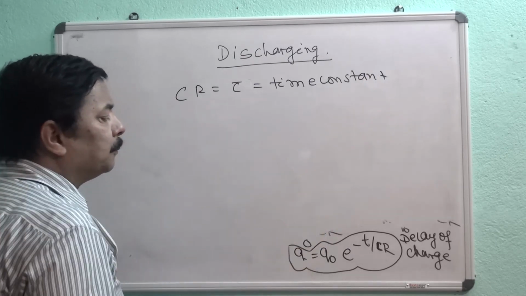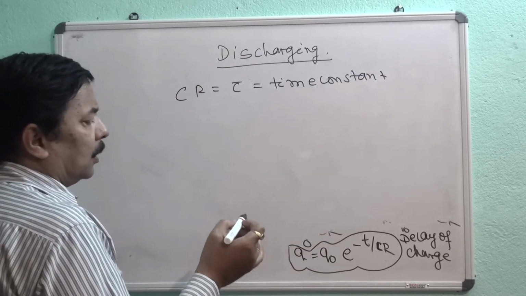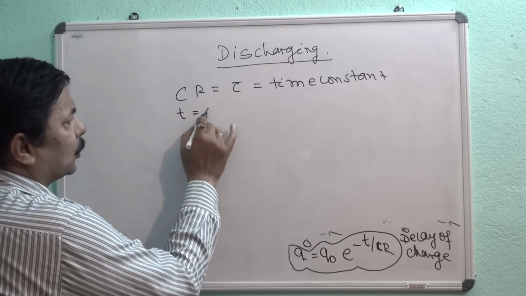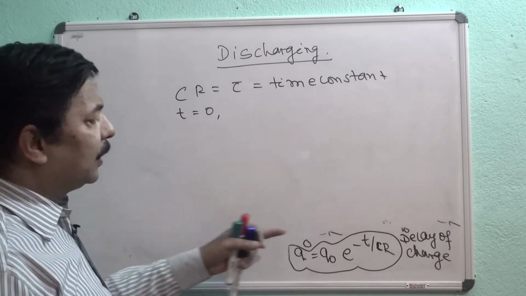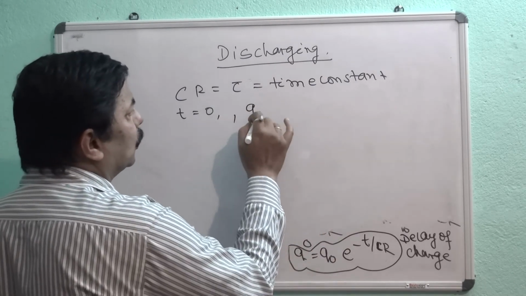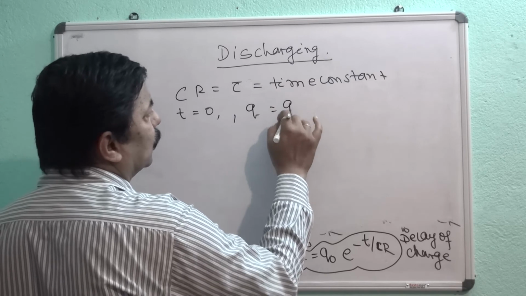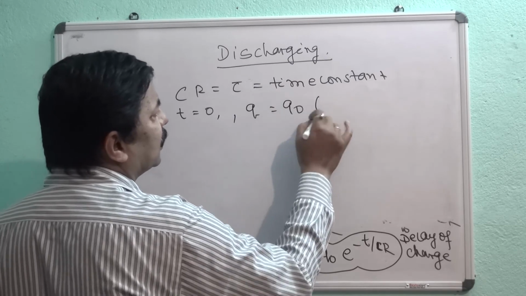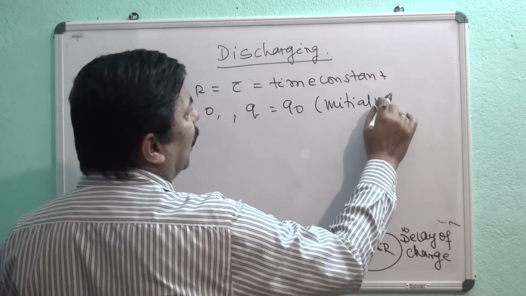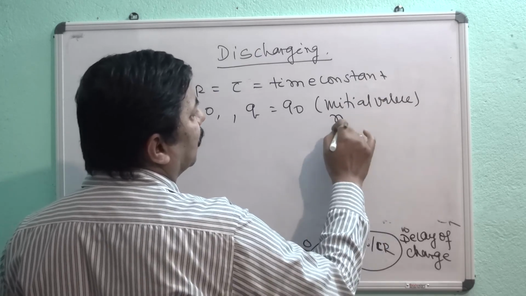Here you see, if we take t equals 0, e to the power 0, q is equal to q naught. What is this? This is the initial value, and it is your maximum.